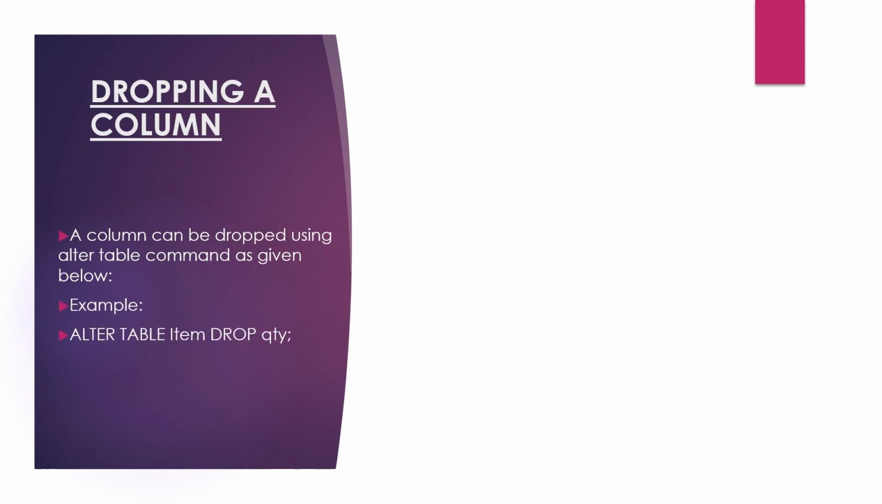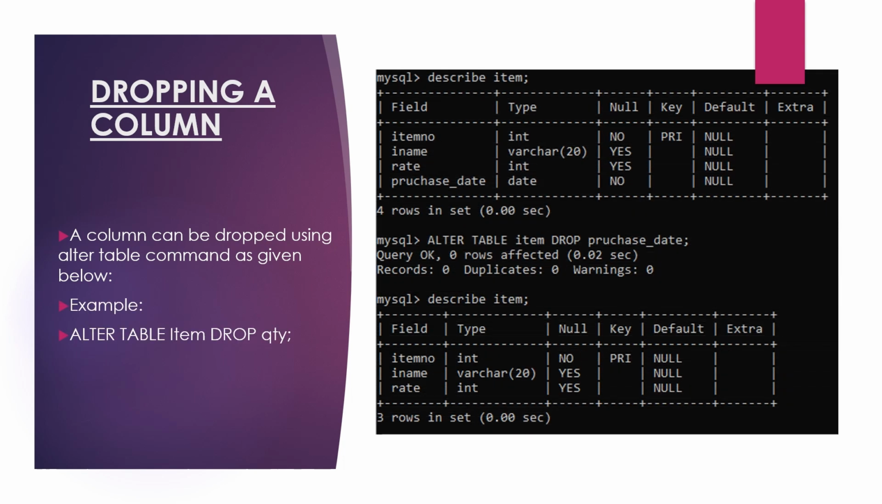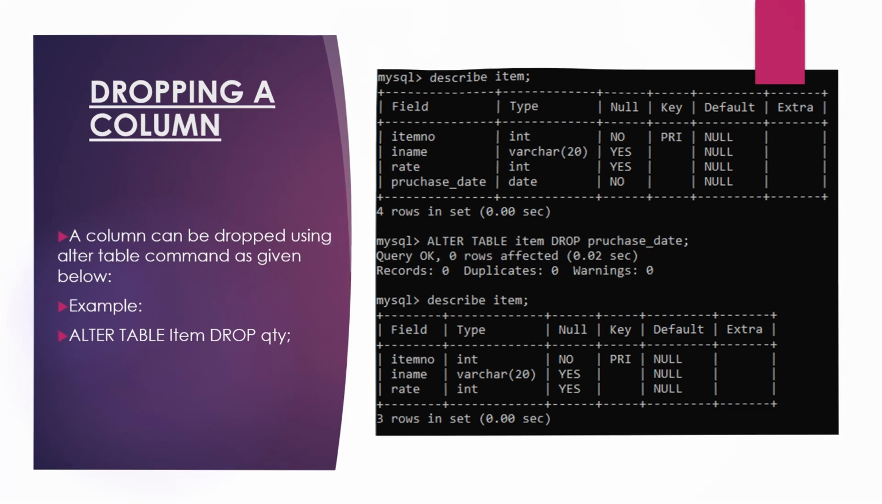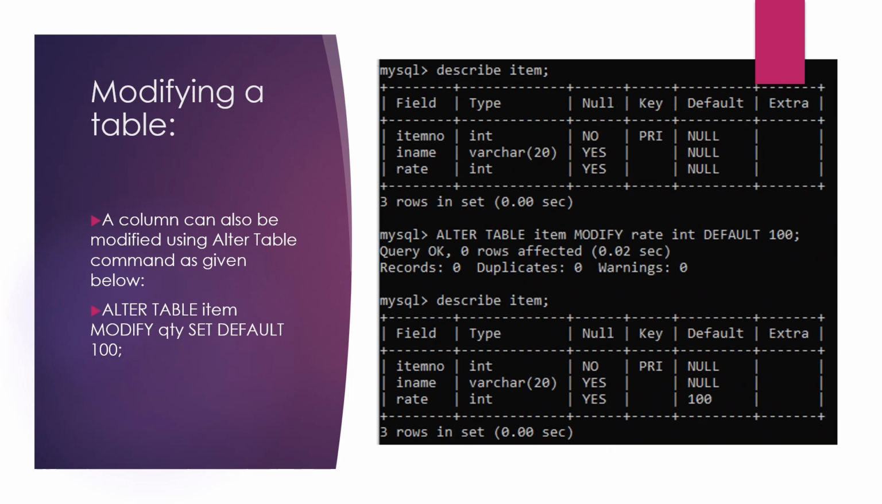Dropping a column. A column can be dropped using the alter table command as given below. Example: alter table item drop quantity. Modifying a column. A column can also be modified using the alter table command as given below. Alter table item modify quantity set default 100.